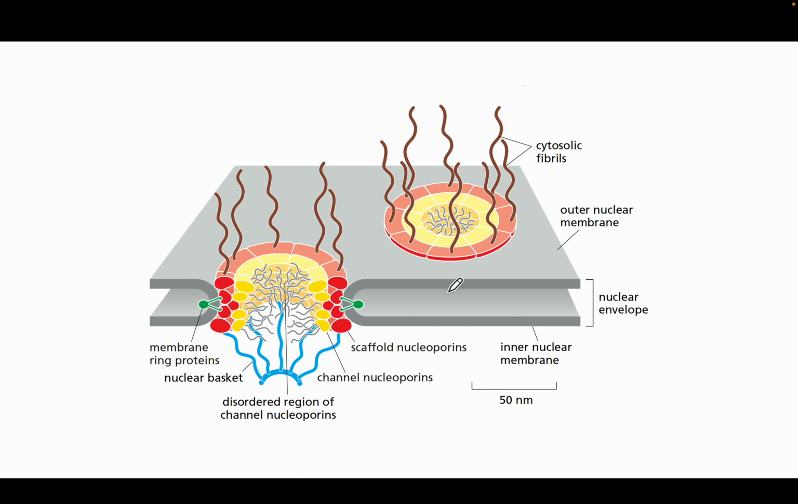This is how the nuclear pore complex looks. You can see the two membranes of the nuclear envelope. This is a protein complex, this is the membrane ring protein, this is the nuclear basket, and this is the disordered region of channel nucleoporins. These are scaffold nucleoporins, and this is channel nucleoporins. So this is how the nuclear pore complex, or the NPC, looks. These are some cytosolic fibrils attached to the outer nuclear envelope.